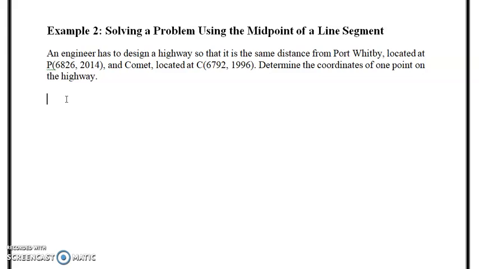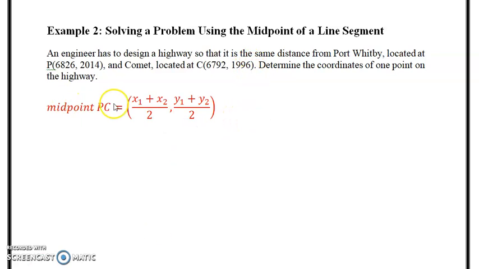An engineer has to design a highway that is the same distance from Port Whitby, located at point P (3,826, 2,014), and Comet, located at C (6,792, 1,996). Determine the coordinates of one point on the highway. So we'll find the midpoint.